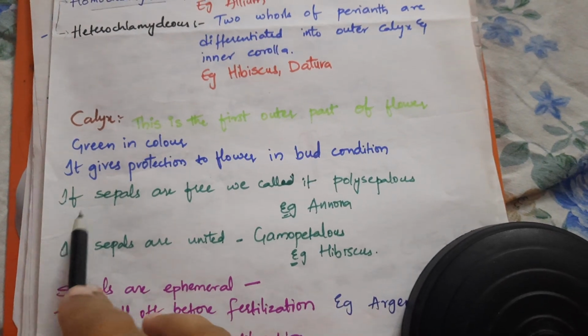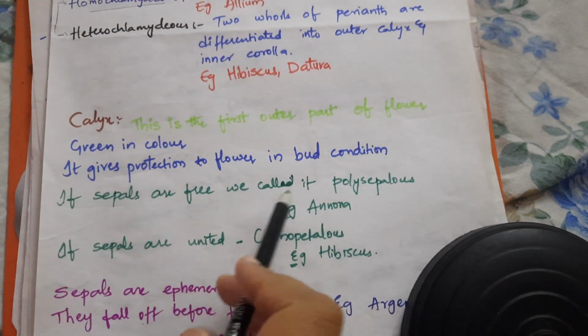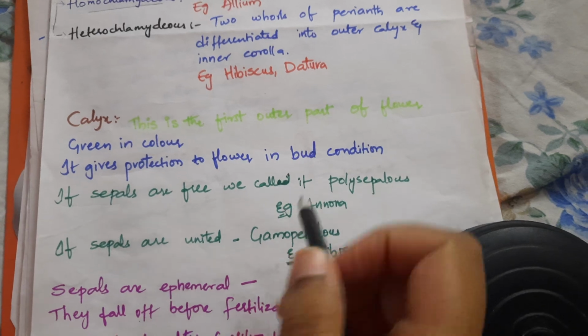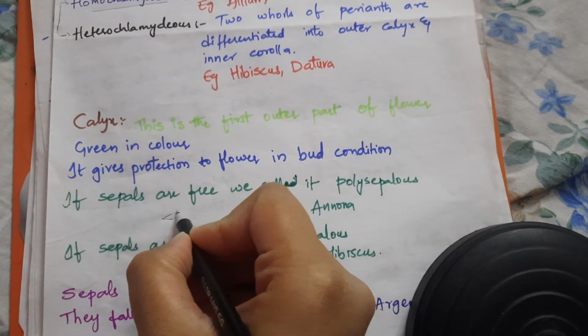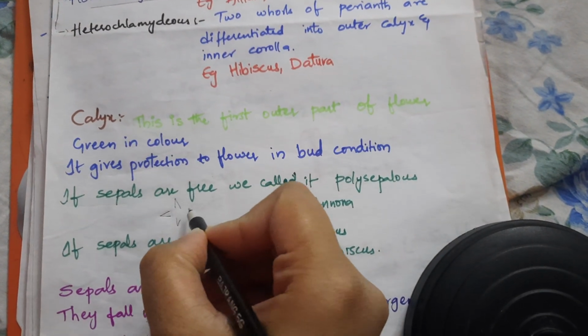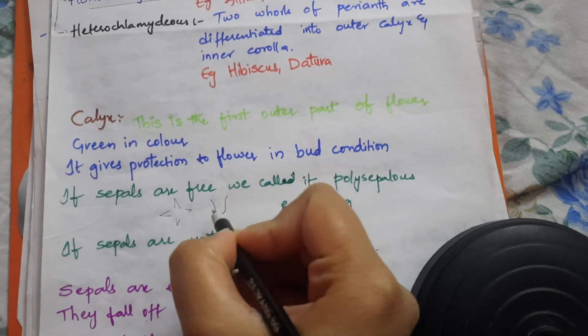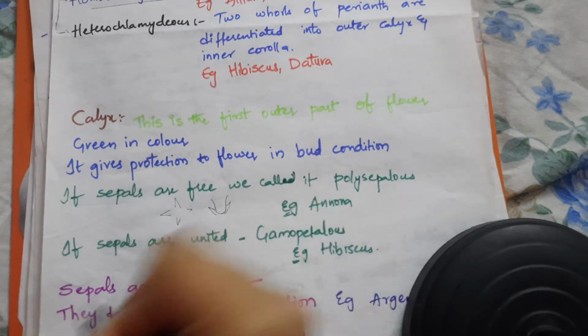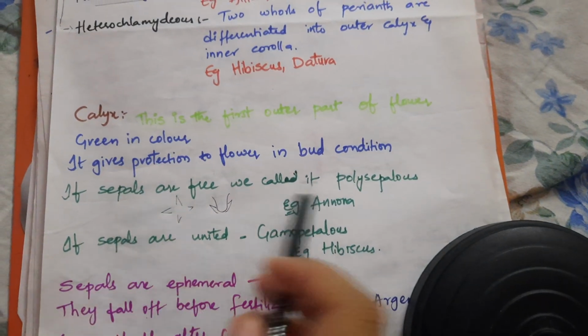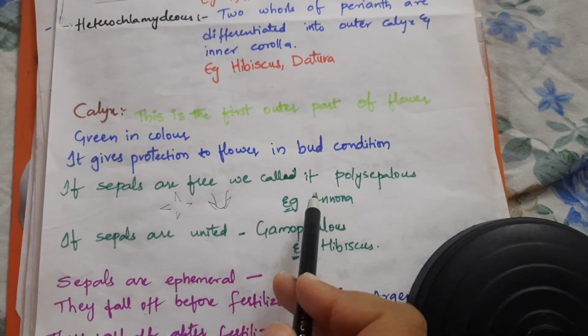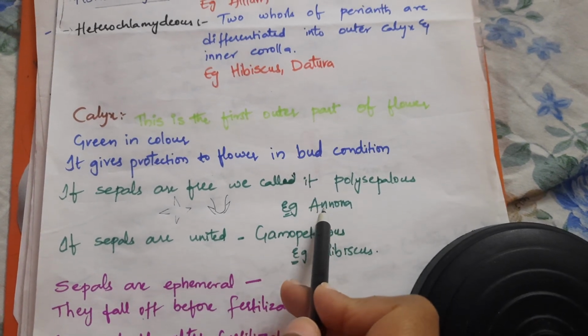And here, if sepals are free, we call it polysepalous, means these are free. See here in this form. If the flower is like this, in this form, that is the polysepalous, which is seen in annona, that is the custard apple.